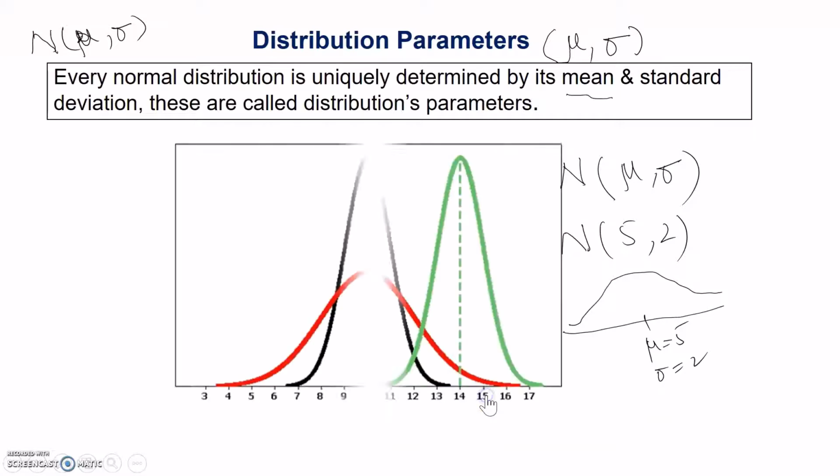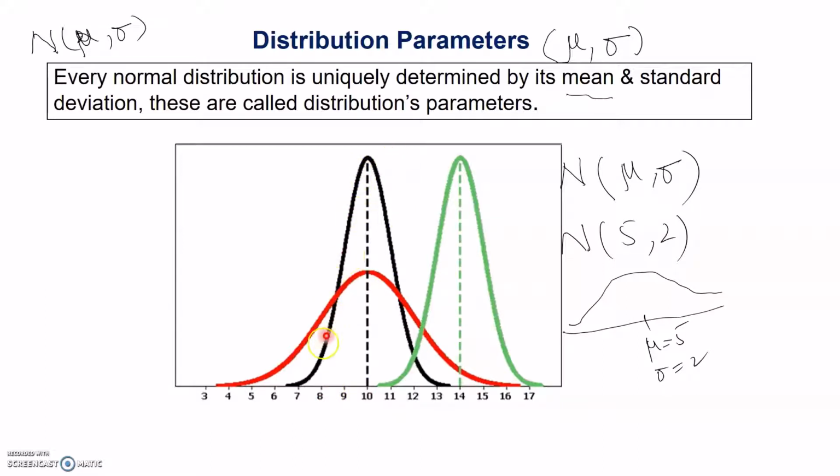Also, look at these three curves, the red one, the black one, and the green one. Note that the black one and the red one have the same mean. The mean is 10, but they have different shapes. The red curve has a larger standard deviation than the black curve.